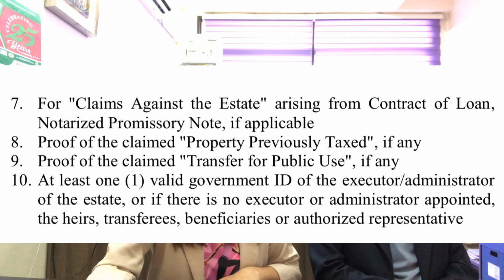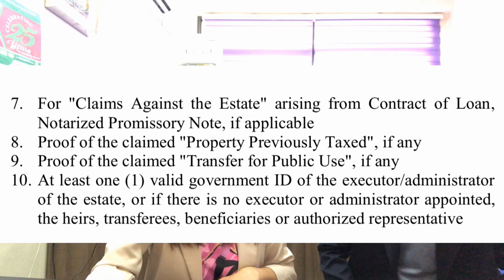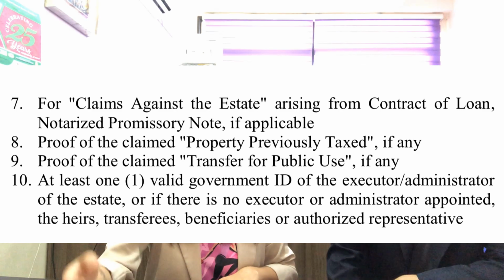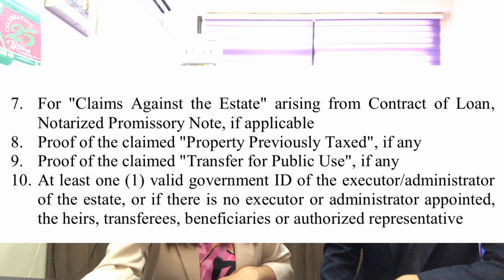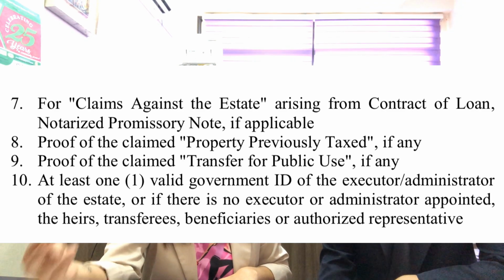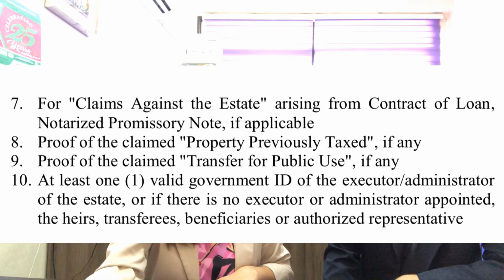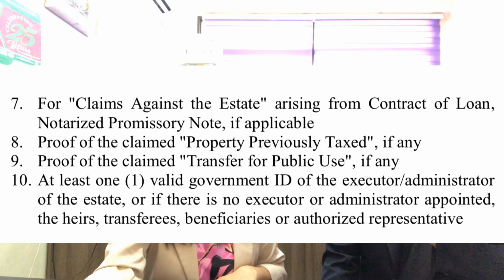Number 7, for claims against the estate arising from the contract of loan. So, if the property of the decedent is subject to a mortgage, then a notarized promissory note is required. It must be notarized. Number 8 is proof of the claimed property previously taxed, if any.